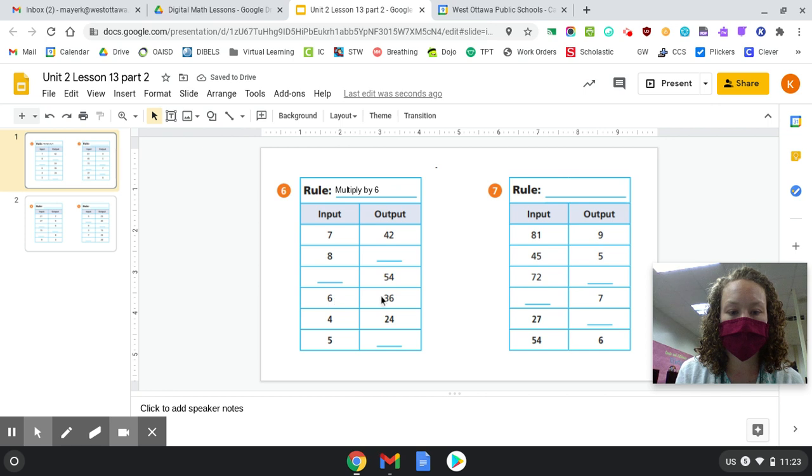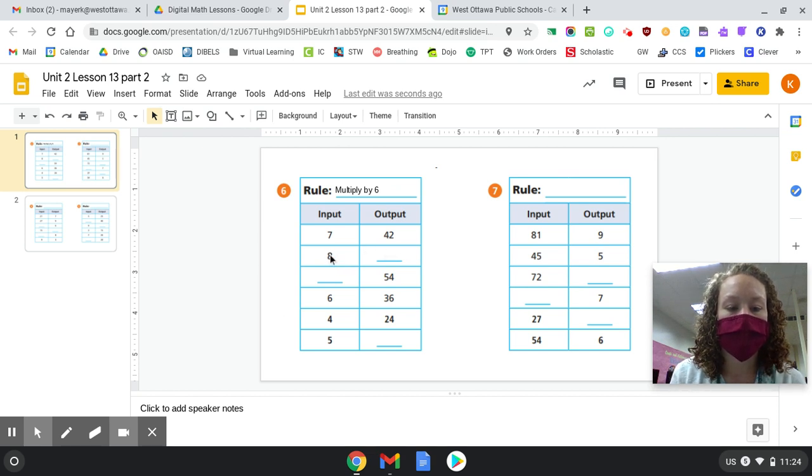Let's look at some of these other ones that are all the way down here. Does 6 multiplied by 6 give me 36? 6, 12, 18, 24, 30, 36. Yes, it does. Let me check this one here. Does 4 times 6 give me 24? 4, 8, 12, 16, 20, 24. Yes, it does. So now my last job is to fill in these missing numbers.